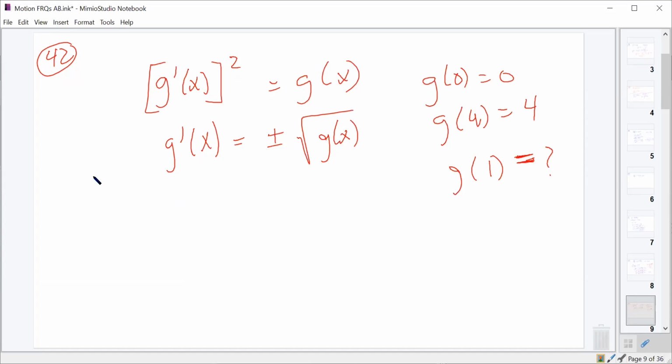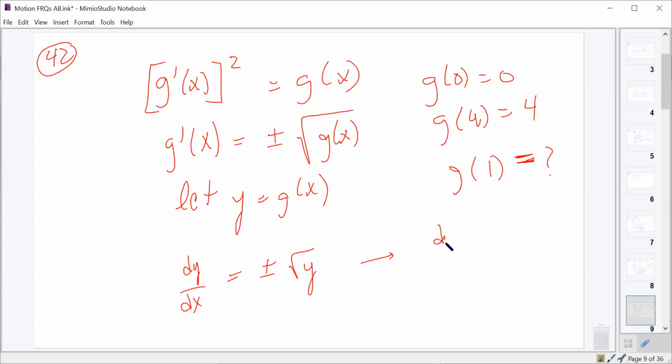I'm going to say, let's let y equal g of x. Just call the function g of x y, just to put it into some more familiar looking variables. So g prime would be y prime or dy dx. And then g of x, that'll give us the positive or negative square root of y. And so now we've turned this into what looks like a separable differential equation.